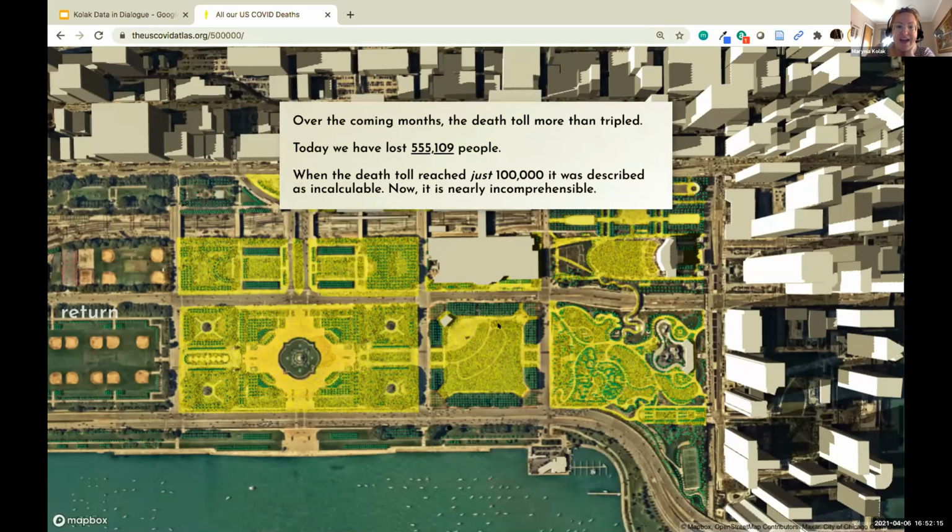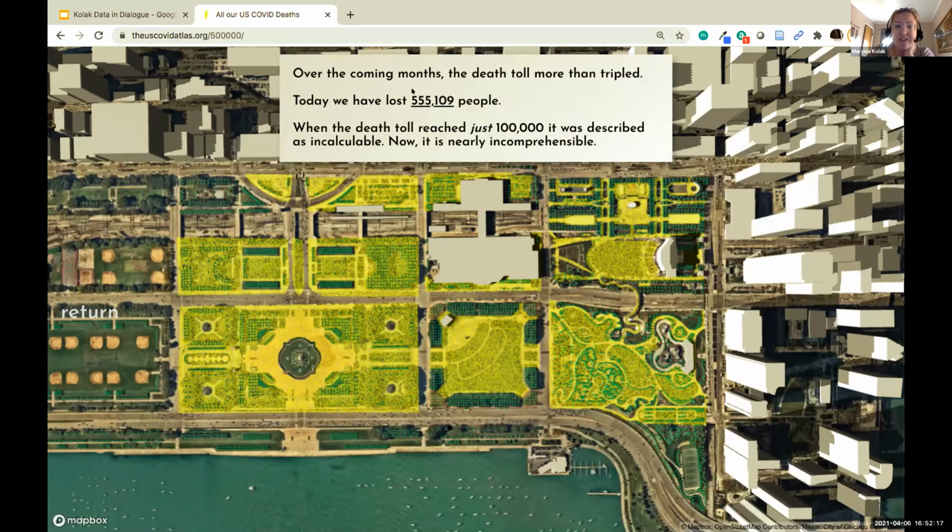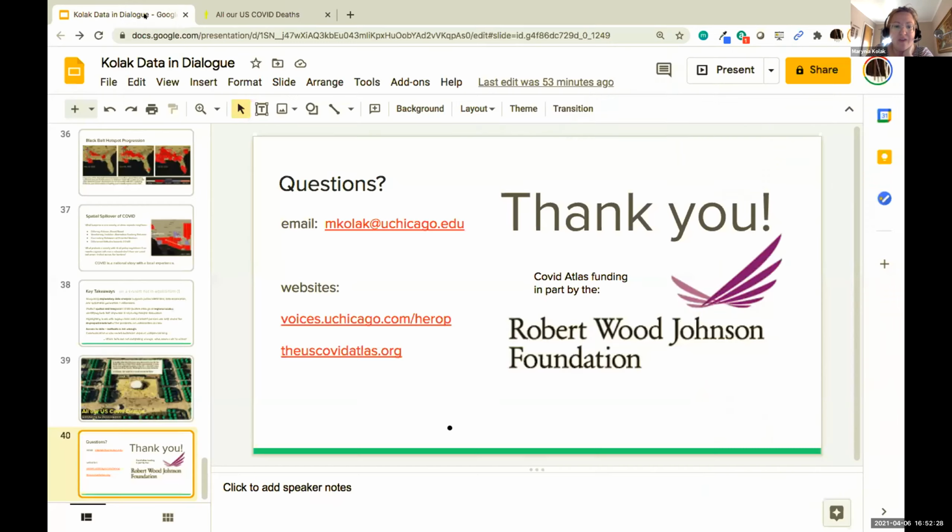So, well, actually, I think I have it in this last one. So at this point, at the time that this was made, we had lost over 555,109 people. Okay. So again, just to highlight the dramatic toll that this has taken.